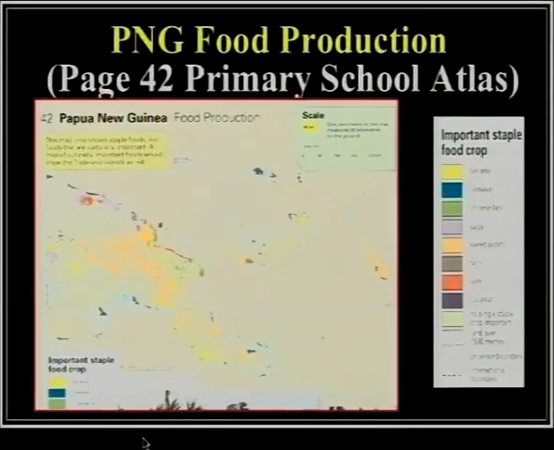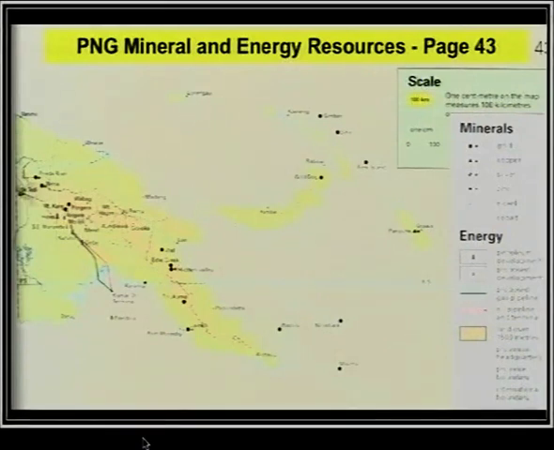If you look at the atlas, but we're not going to be looking at the atlas now, class. In our PNG Primary School Atlas, we will later be looking at that. It shows us Papua New Guinea's food production, right? This is an example of how land is being used. Right, minerals and energy resources, still on the PNG Atlas.